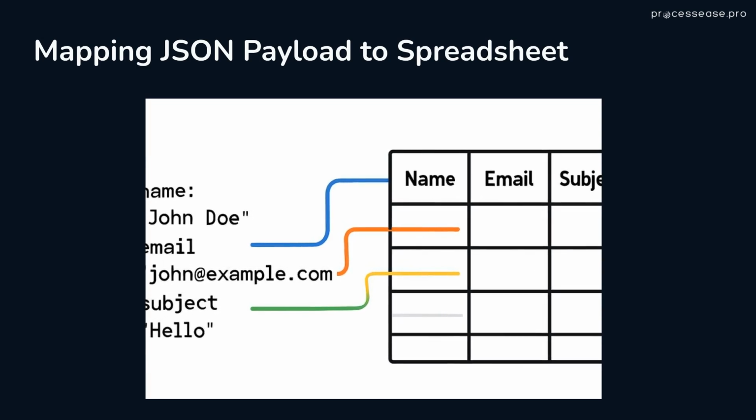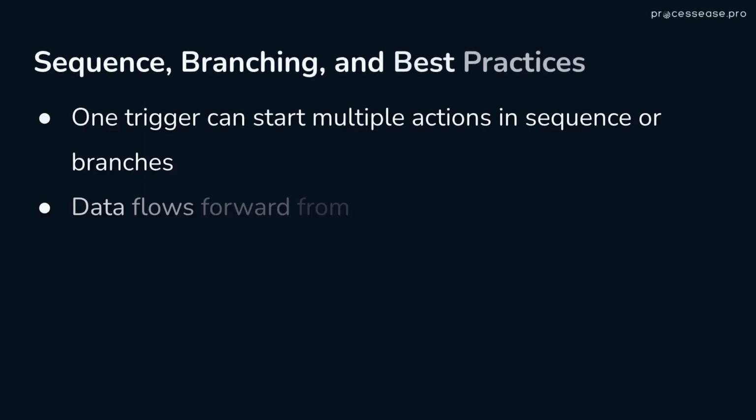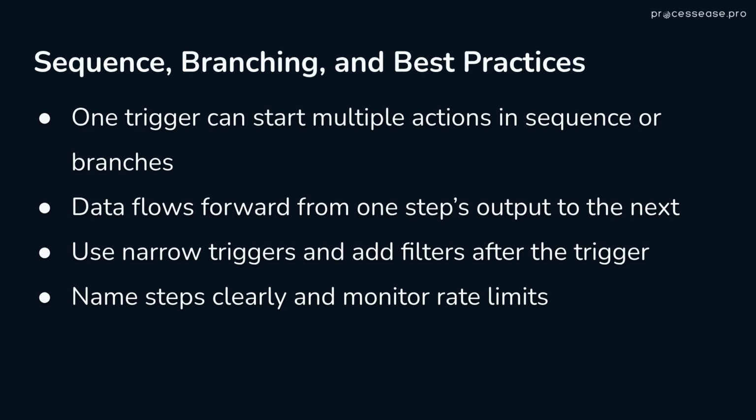Moving to sequence, branching, and best practices. Let's look at workflow structure. A single trigger can kick off multiple actions, either in sequence or branching based on conditions. Data always flows forward. Each subsequent step uses the previous step's output.